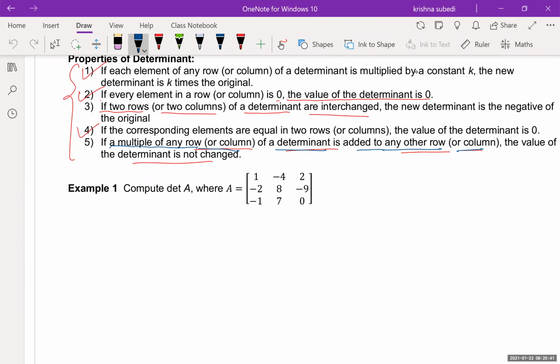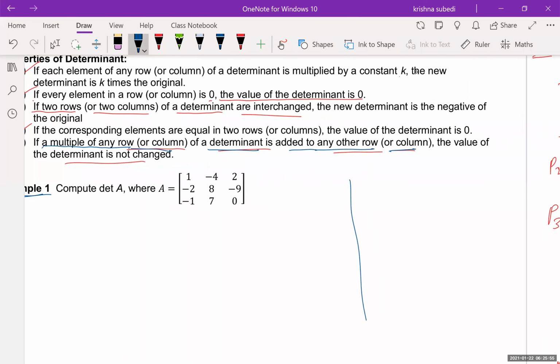Okay, guys, now example 1, I would like you to compute this determinant by using the method that we learned in our last class, by expansion. Let's say here, method 2, expanding. Let us expand the third row.